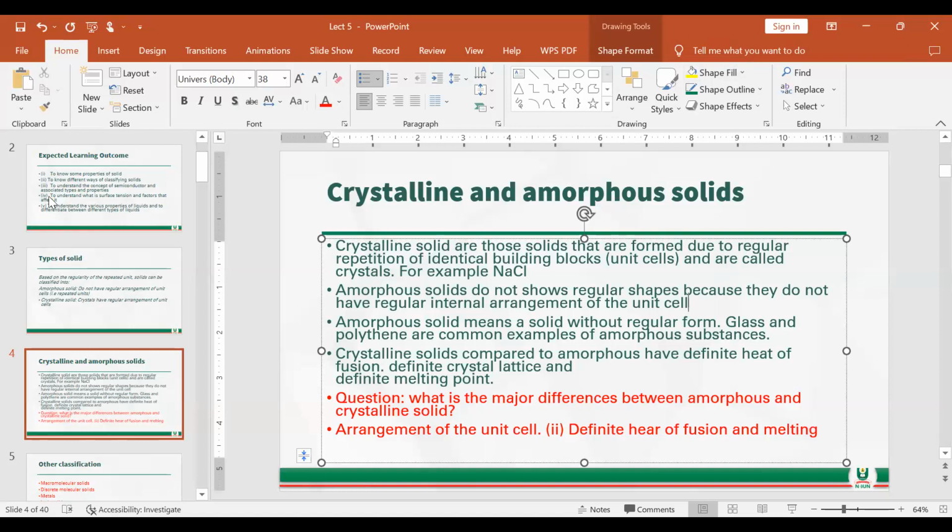So that is an amorphous solid, as we just said. Amorphous solid means a solid without regular form. Glass and polythene are examples of amorphous solids. Crystalline solids, compared to amorphous, have a definite heat of fusion, a definite crystal lattice, and a definite melting point. Can you really differentiate between amorphous and crystalline solids? So what is the difference? The difference is that one has a regular arrangement of unit cells, and that is a crystal. And the amorphous solid has an irregular arrangement of unit cells.